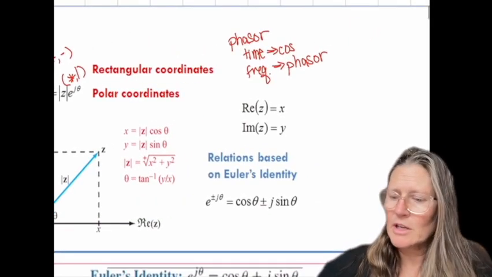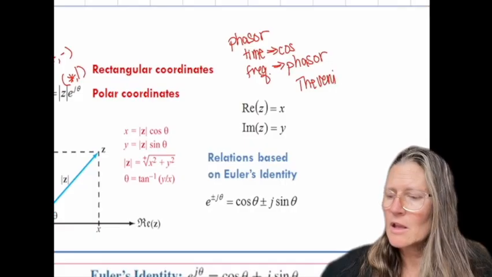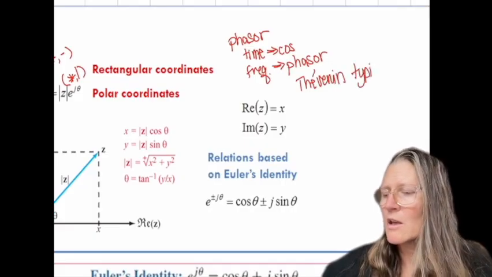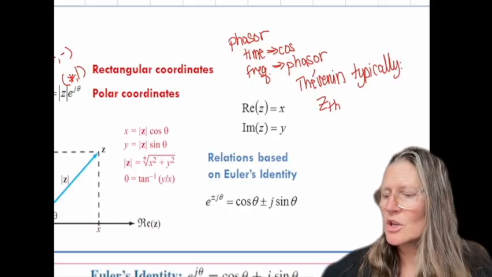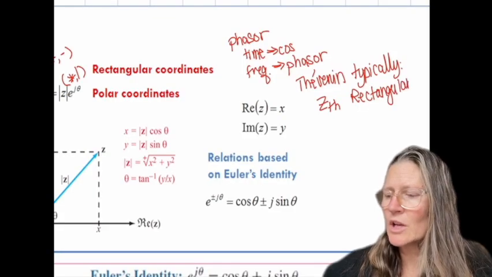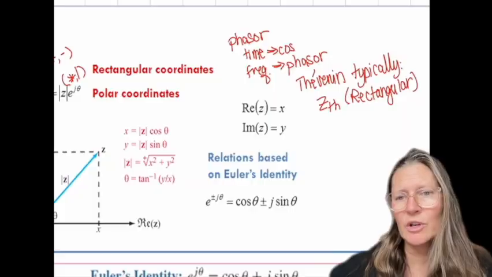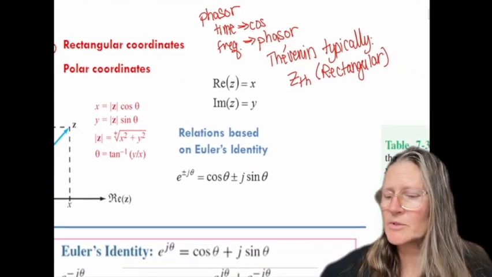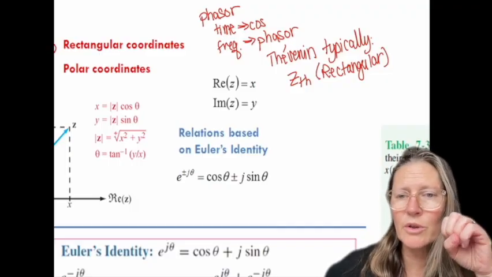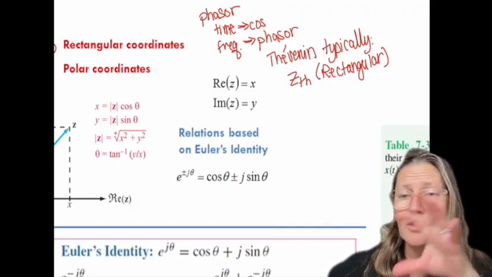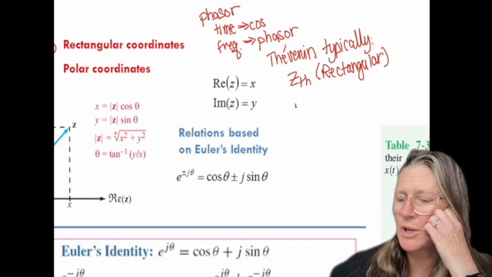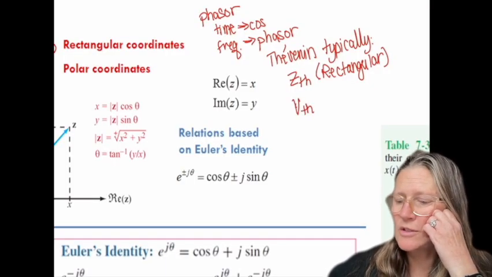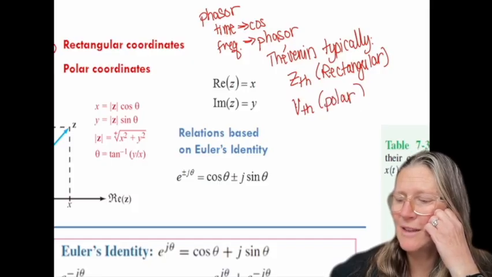Typically for Thevenin, you're going to want to have the impedance, ZTH, in rectangular form. And that is so that you can identify what elements are going to be in that Thevenin equivalence. So if you were to actually model it with those elements, you could actually draw that circuit and connect it to a load and see how it responds. VTH is going to be in polar form, again, because that's a signal.